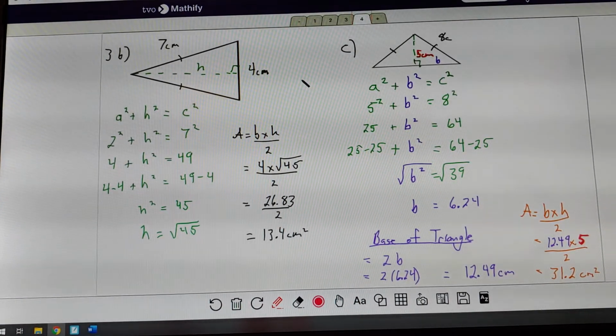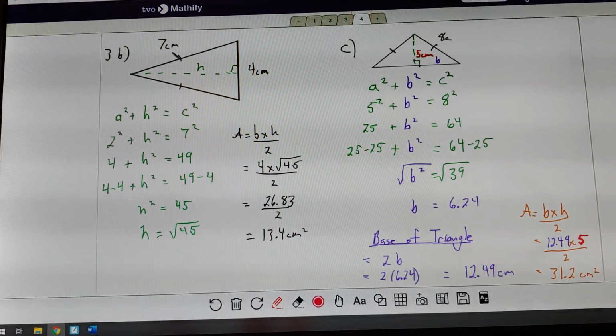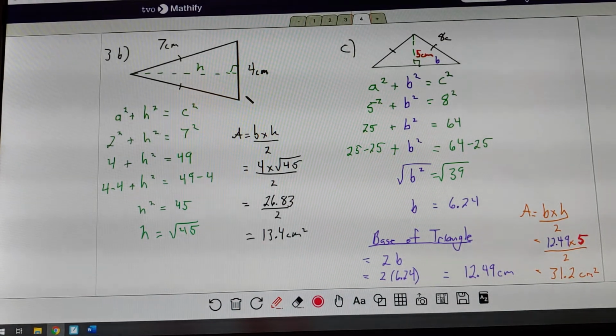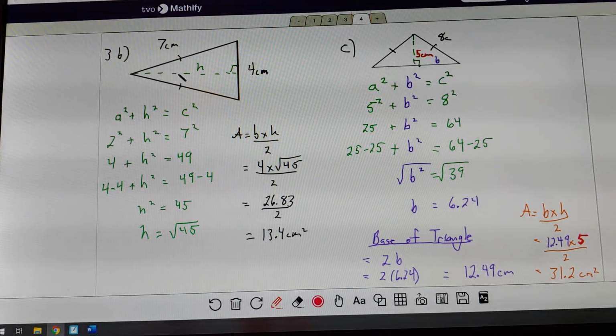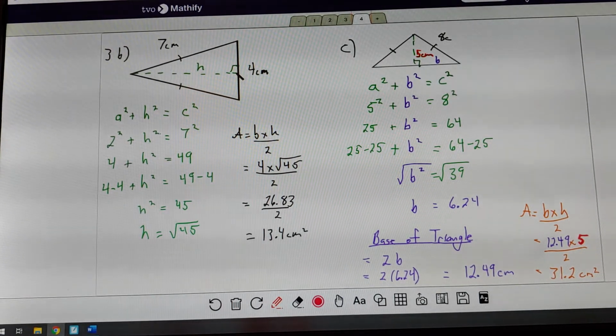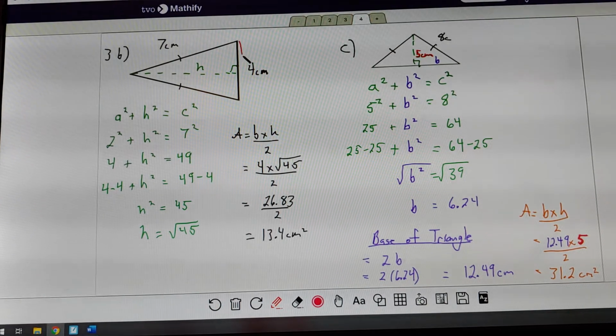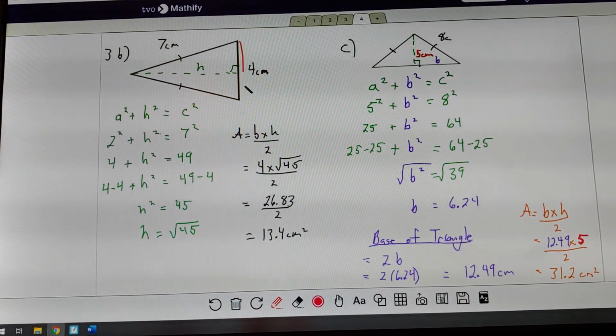For 3b, they gave us an isosceles triangle with two side lengths of 7 centimeters, and they told us the base of the triangle is 4, and they said find the area. So I drew in this line for height. So this is going to be side A, again, just this part of the triangle, so just half of the base. So that's only going to be 2 centimeters.